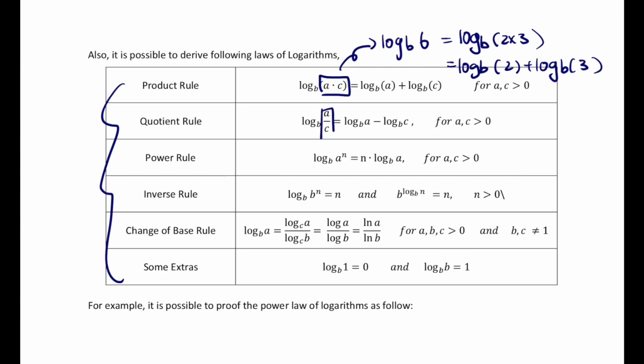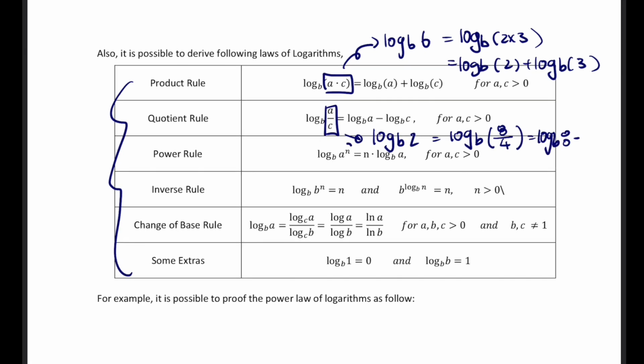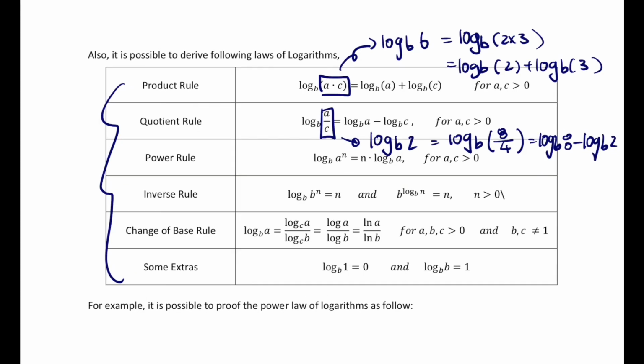So when we have a logarithm with the base b, for example like 2, but 2 is actually the same as log b of 8 over 4, right? 8 over 4 is the same as 2, so we can rewrite this as log b 8 minus log b 4. So that's what the quotient rule means.